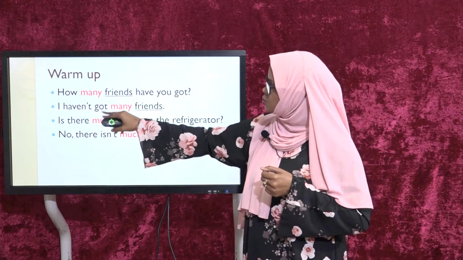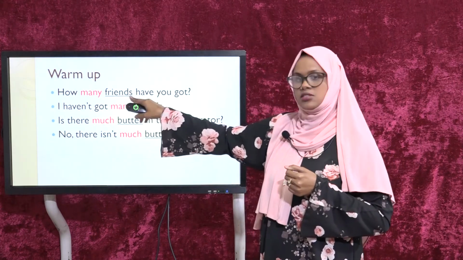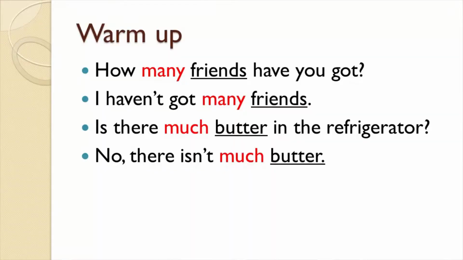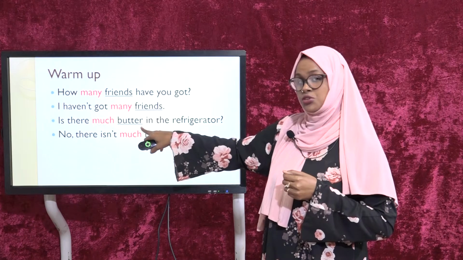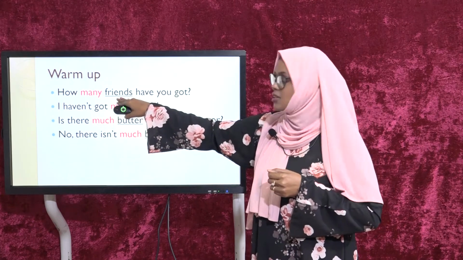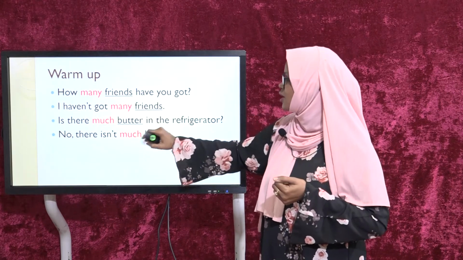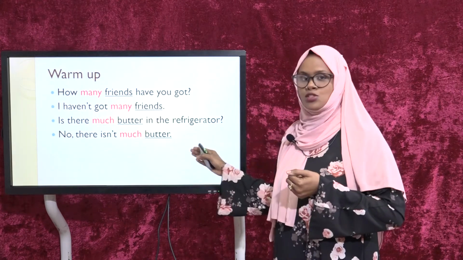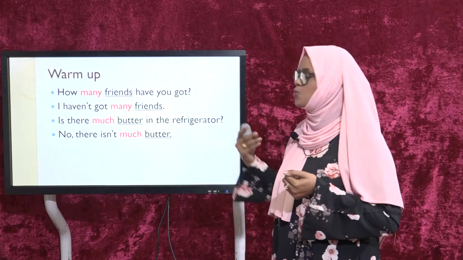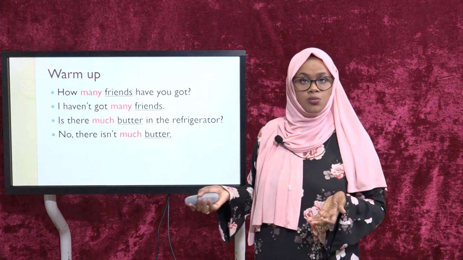Why did I use many in 2 sentences and I used much in the other 2? Because I use many with friends and I use much with butter. Friends is a countable noun and butter is an uncountable noun. Okay? So what are countable and uncountable nouns?